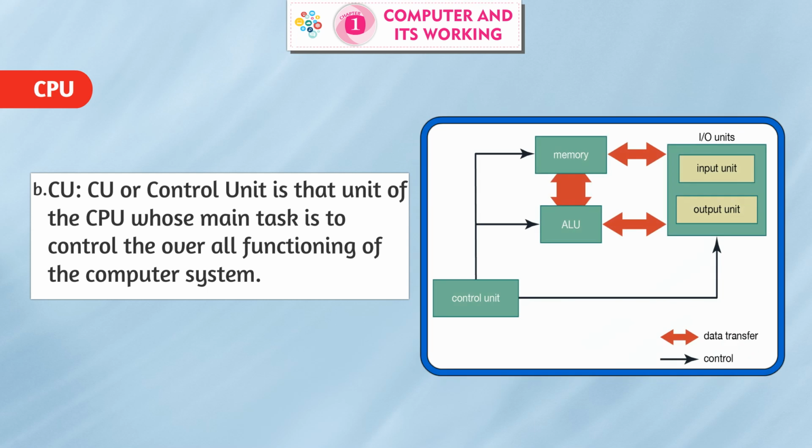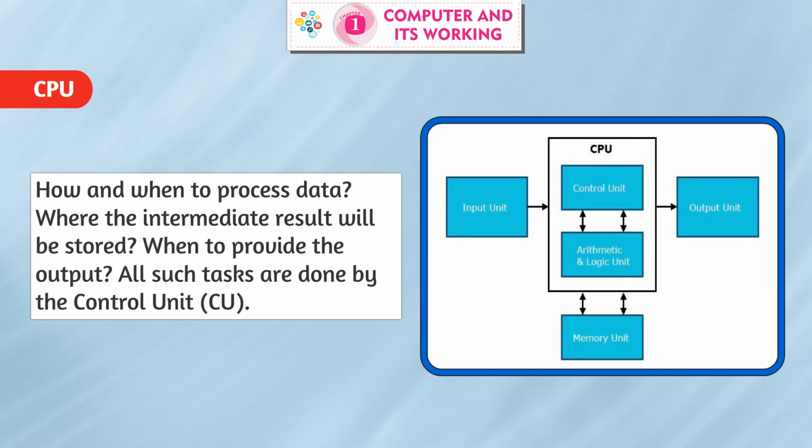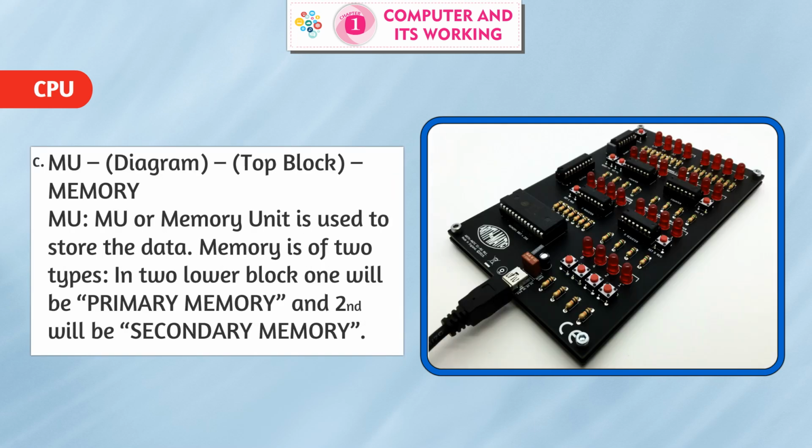CU, control unit, is that unit of the CPU whose main task is to control the overall functioning of the computer system: how and when to process data, where the intermediate result will be stored, when to provide the output. All such tasks are done by the control unit, CU. MU diagram, top block memory.